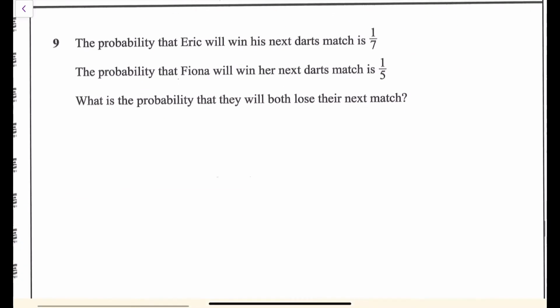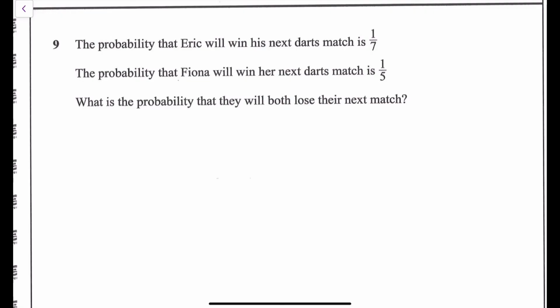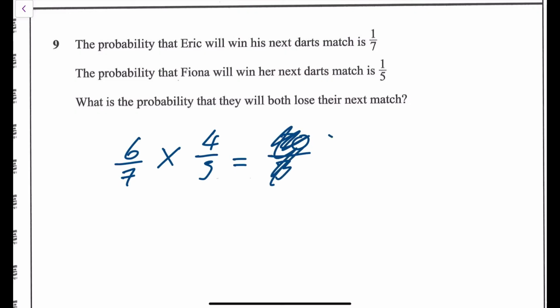Next, the probability that Eric will win his next darts match is 1/7. The probability that Fiona will win her next darts match is 1/5. What is the probability that they both will lose their next match? Okay, so Eric will lose is 6/7, and if you say "and" in mathematics, you multiply. Fiona will lose is going to be 4/5, and then just multiply along the top, 24, over 35, and that is it. So 24/35.